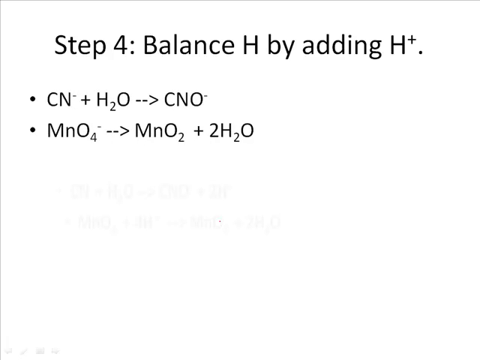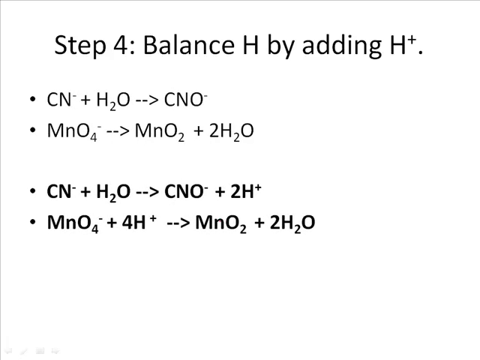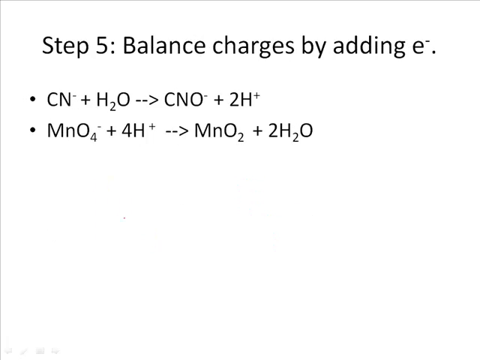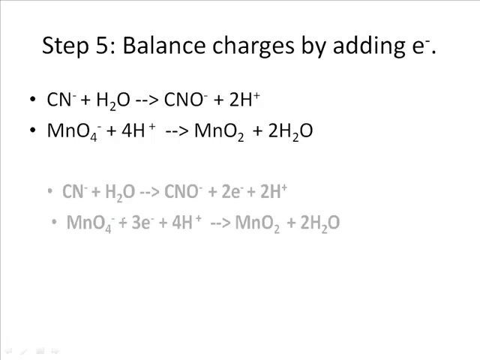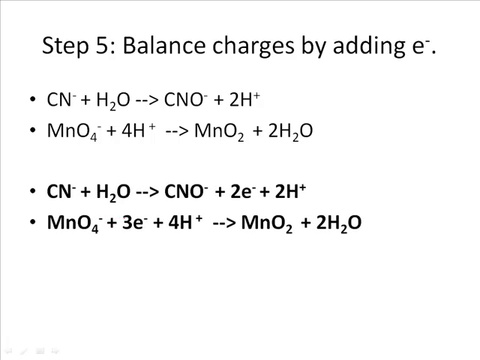Balance out the number of H's. Okay, so since I have 2 H's on this side, I'm going to add 2 H pluses on this side. Since I have 4 H's on this side, I'm going to add 4 H's on this side. Okay. Next step is to balance for charge. Okay. So when I do that, I'm going to get 2 electrons on the oxidizing half reaction and 3 electrons on the reducing half reaction. And that's done by, again, taking a look at your oxidation numbers and what's happening. Okay?